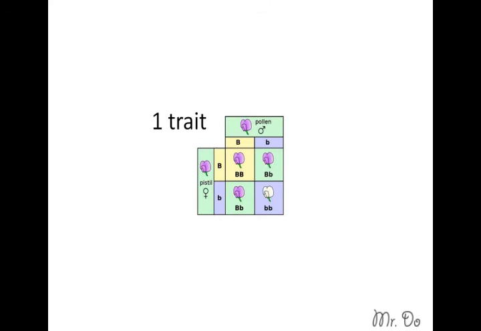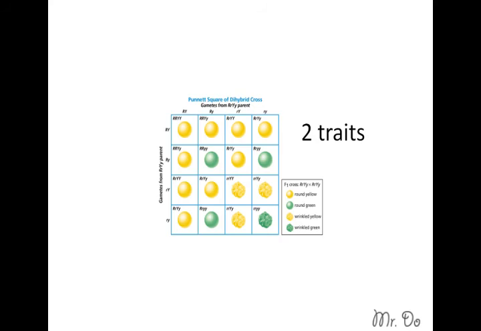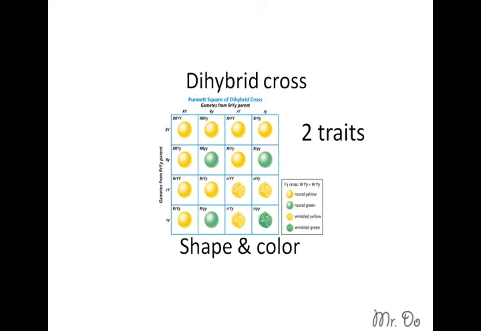Now this is dealing with one trait. For example, we're just dealing with color for now. So this we call a monohybrid cross. We're making a cross between two heterozygous parents, and since we're dealing with only one trait, mono being one, hybrid is mixed. We're dealing with a cross where it's only one mix. This, on the other hand, has two traits. It has both shape and color, like round or wrinkled, and color is yellow or green. So it's two, so we're dealing with what is called a dihybrid cross.